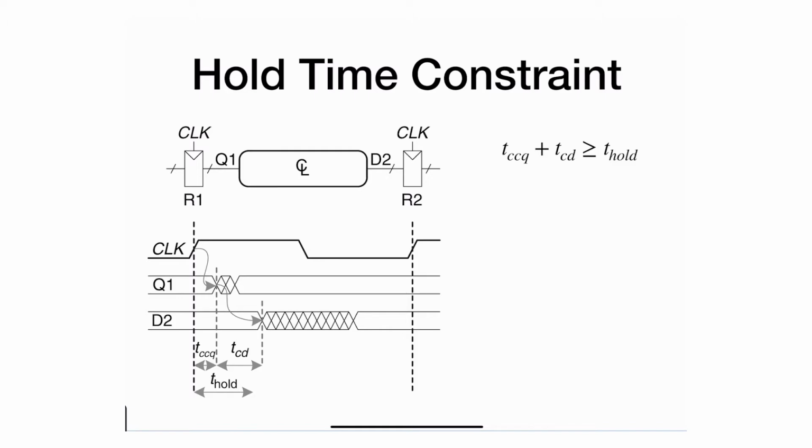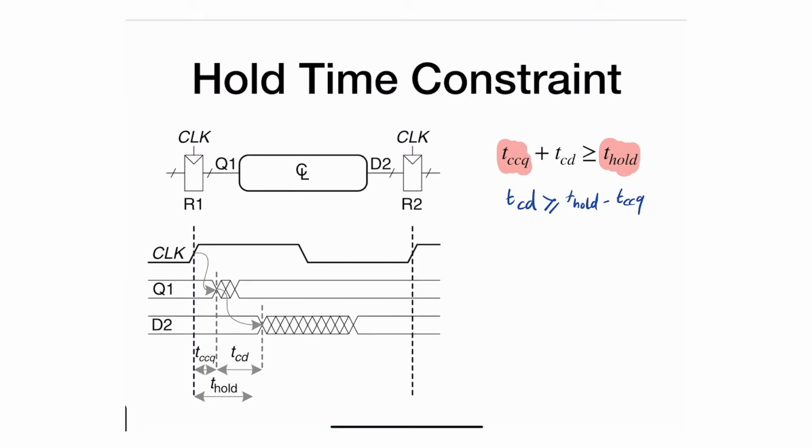So the hold time constraint tells me that you need to make sure of the following. Again, you usually don't have any control over this, since it's the sequencing overhead. Remember, this comes from the flip-flop itself. So the only thing you have access to is the contamination delay. And what this is telling me is that the contamination delay has to be greater than or equal to the hold time minus T contamination clock to Q. So what do we get out of this?